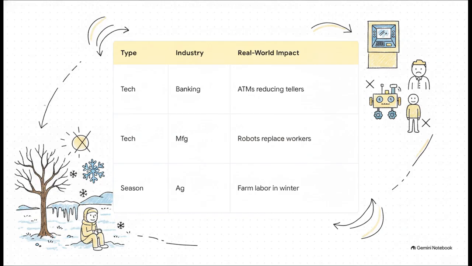Look at technological unemployment in banking. The widespread adoption of ATMs severely reduced the demand for human bank tellers. In manufacturing, automated factory robots replaced human workers right on the line. And then back on the seasonal side, we see farm laborers completely out of work when the winter slack periods hit. Bottom line, time and technology wait for absolutely no one.